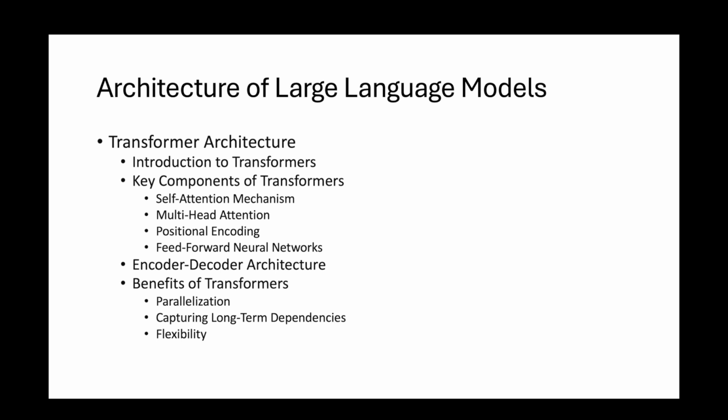Benefits of transformers. Parallelization. Transformers can process input sequences in parallel, making them highly efficient and scalable. Capturing long-term dependencies. The self-attention mechanism allows transformers to capture dependencies between distant words in a sequence, addressing one of the limitations of recurrent neural networks (RNNs). Flexibility. Transformers can handle variable-length input sequences and generate variable-length output sequences, making them suitable for a wide range of tasks in NLP.